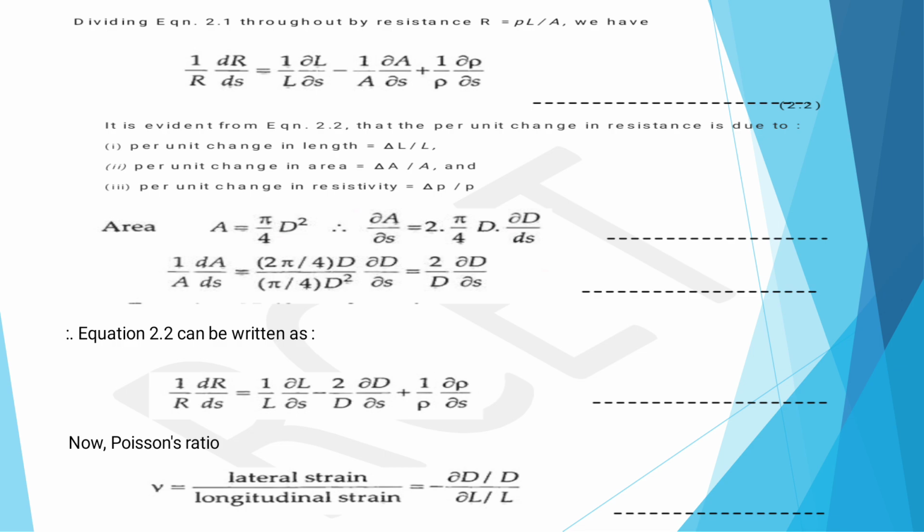By carrying out the differentiation and substituting the Poisson ratio, which relates lateral strain to longitudinal strain, we can write our expression as dou D by D is equal to minus V into dou L by L. For small physical variations, this full relationship simplifies down to the following differential form: 1 by R dR by dS equals 1 by L dou L by dou S plus V into 2 by L dou L by dou S plus 1 by rho dou rho by dou S. It is very important to note that equation 2.12 remains strictly valid only when the piezoresistive effect, meaning the change in the bulk resistivity due to the strain, is negligible, forcing the system to rely purely on dimensional changes.